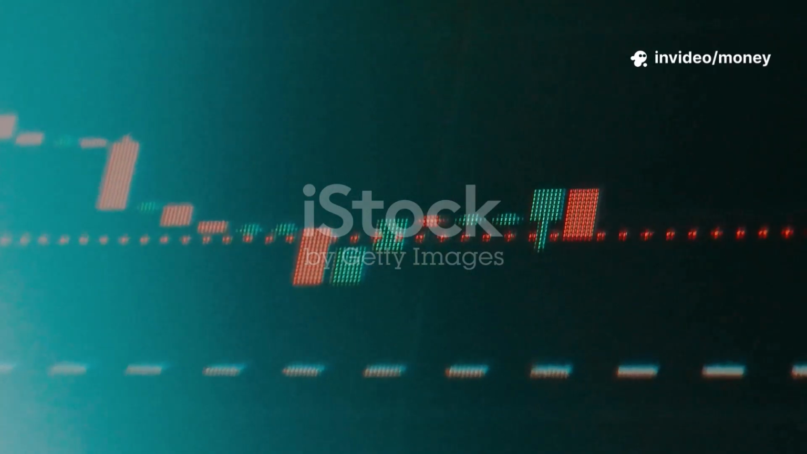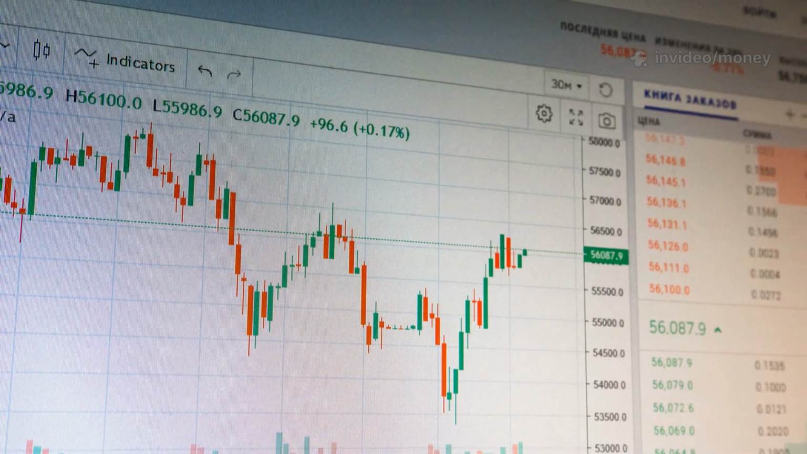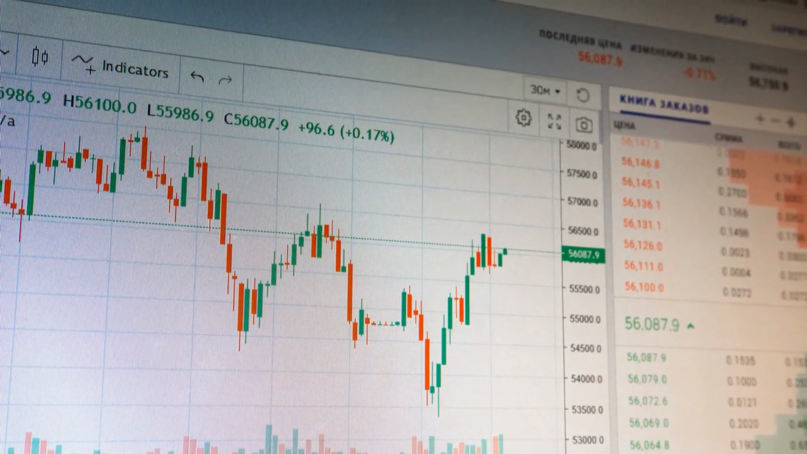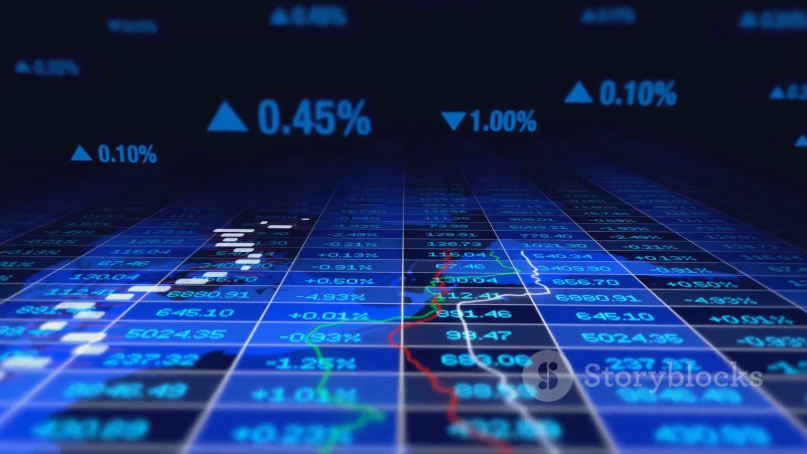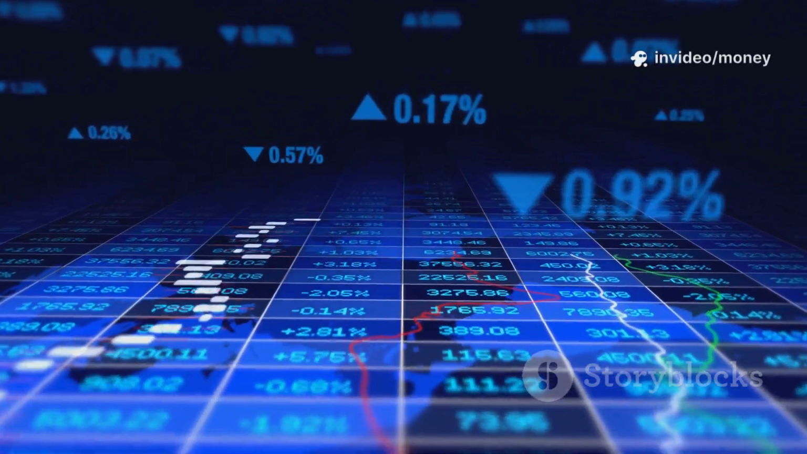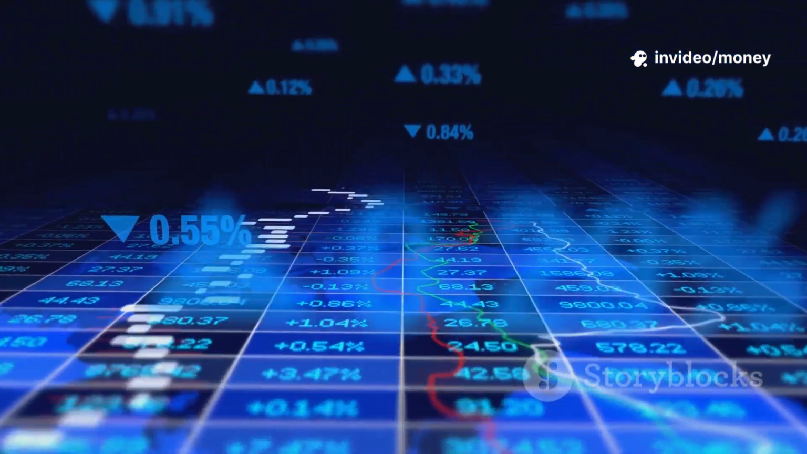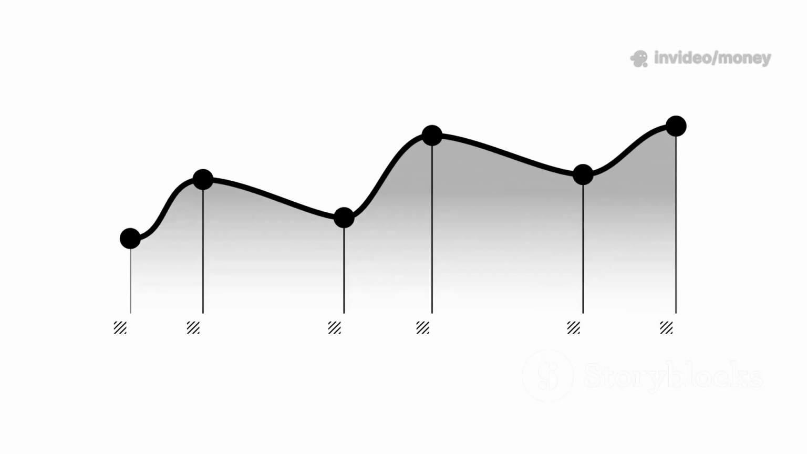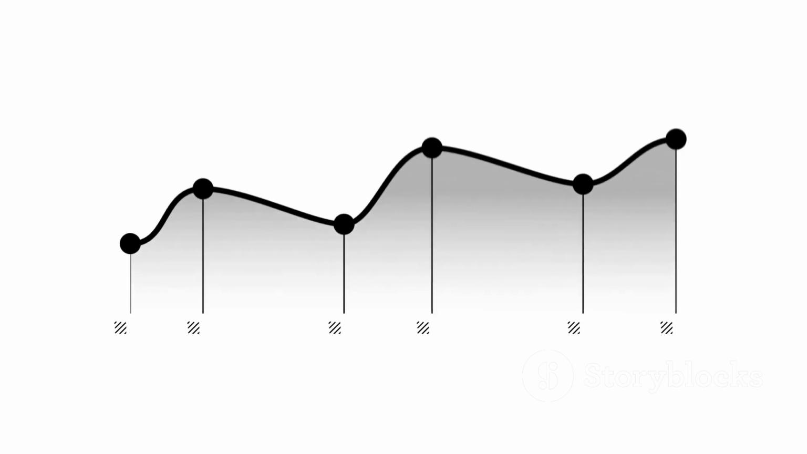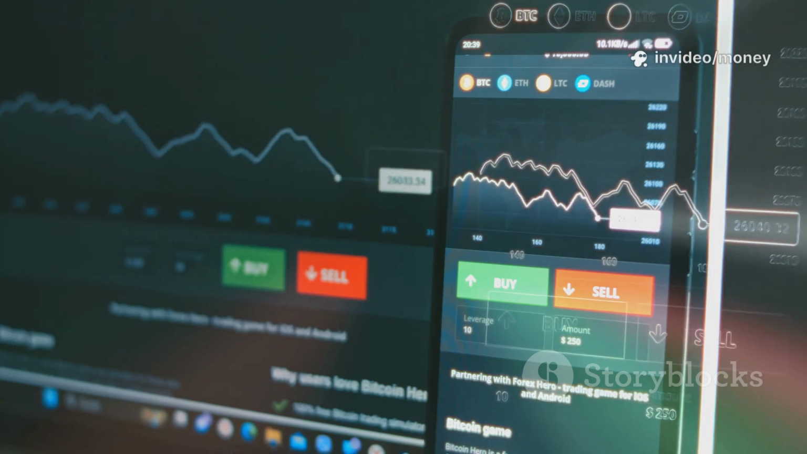A strong flagpole. Is there a sharp, near vertical price advance? A move of at least 20 to 30% or more is a good starting point. High volume on flagpole. Did the initial rally occur on significantly higher than average volume? This confirms institutional participation. Orderly flag consolidation. Does the consolidation form a neat downward sloping rectangle or channel? Avoid wide, choppy, or V-shaped pullbacks.